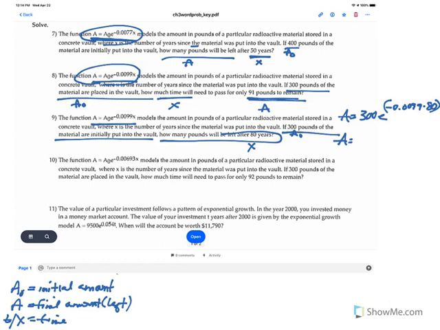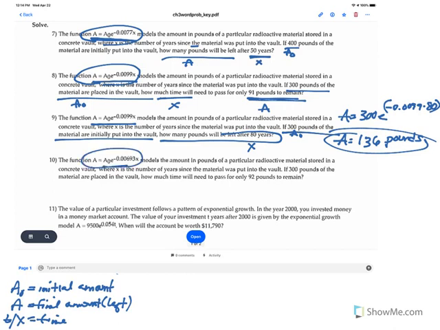And the calculator gives us A equals 136 pounds. Remember, round to the whole. So after 80 years, it's still going to be 136 pounds left of this radioactive material in the vault. Okay? All right. So number 10 is another where we're solving.